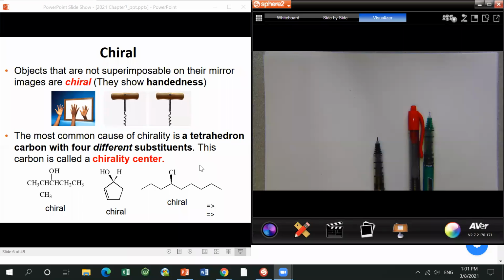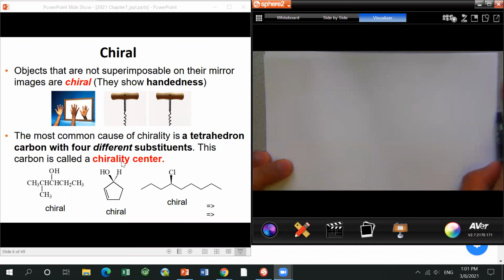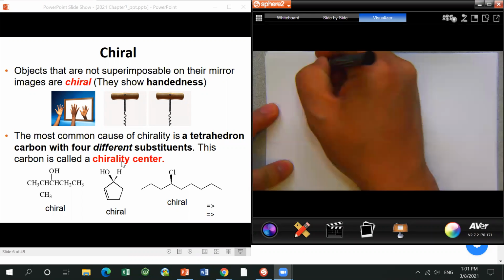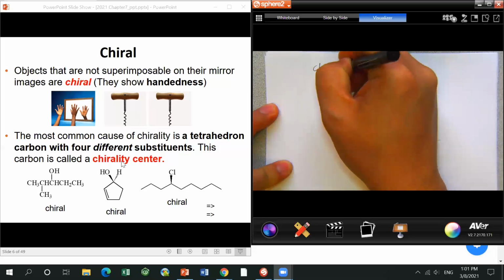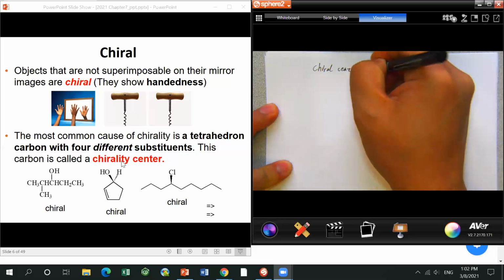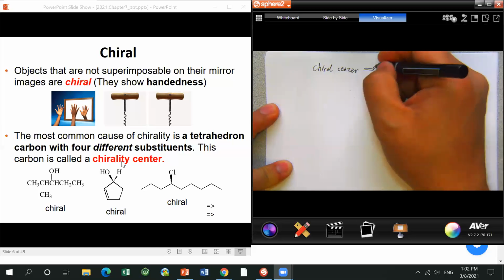One of the most common types is a molecule that has a chirality center. So what's a chirality center? It's a tetrahedral carbon, an sp3 hybridized carbon, with four different substituent groups attached. We call that the chirality center. Sometimes I just call it the chiral center, or the stereo center. Chiral center actually belongs to stereo center.